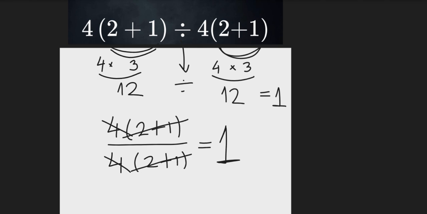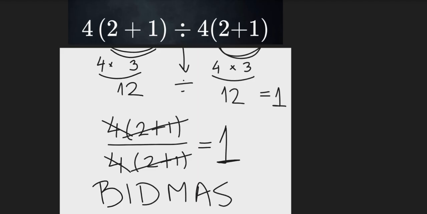So the answer is 1 again. But wait, is it 1? And what's the problem? Because the cover page of this video says that the answer is not 1. In order to complete this, we need to use something that's called order of operation. BIDMAS. Okay, now what does this BIDMAS stand for?